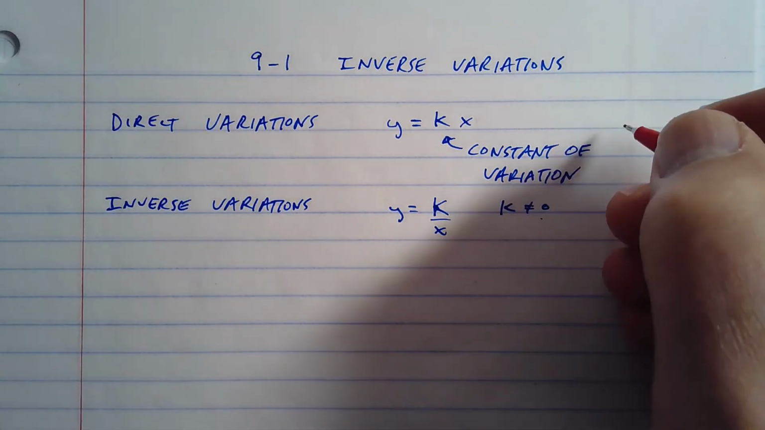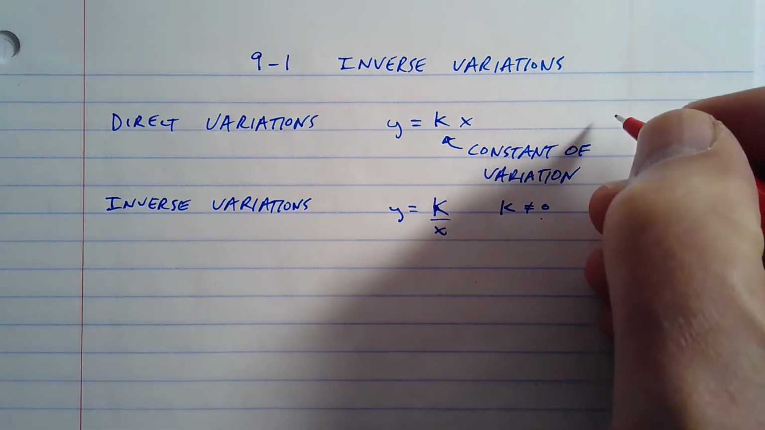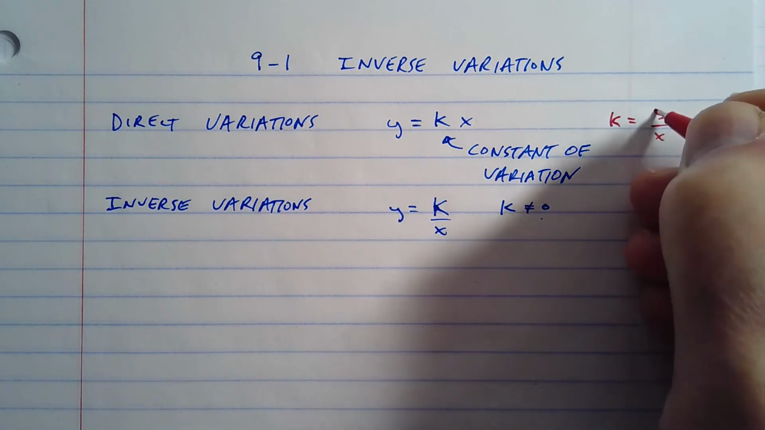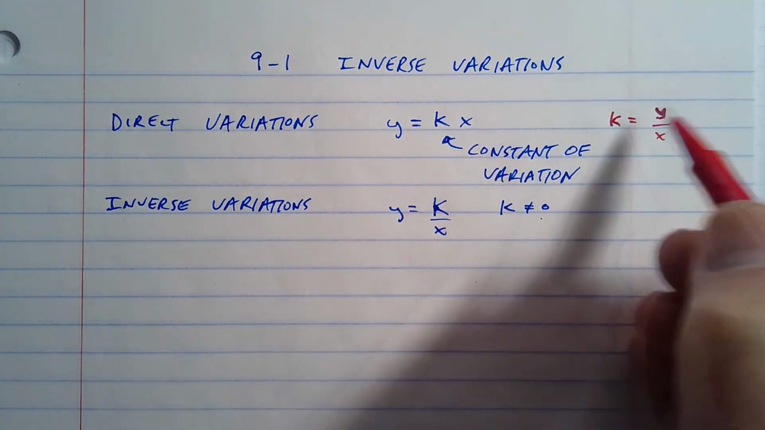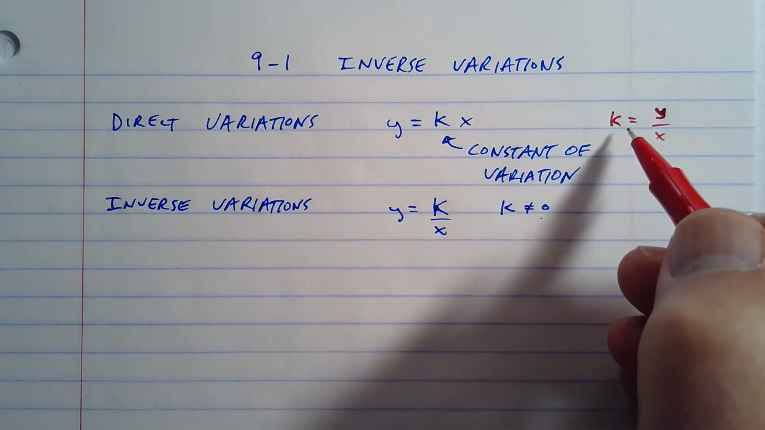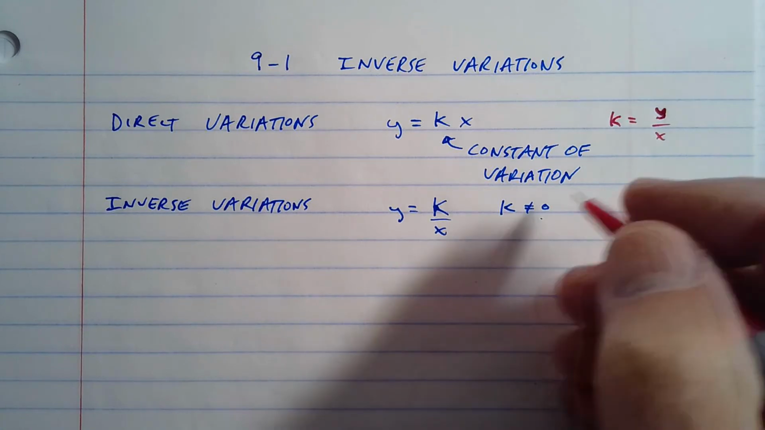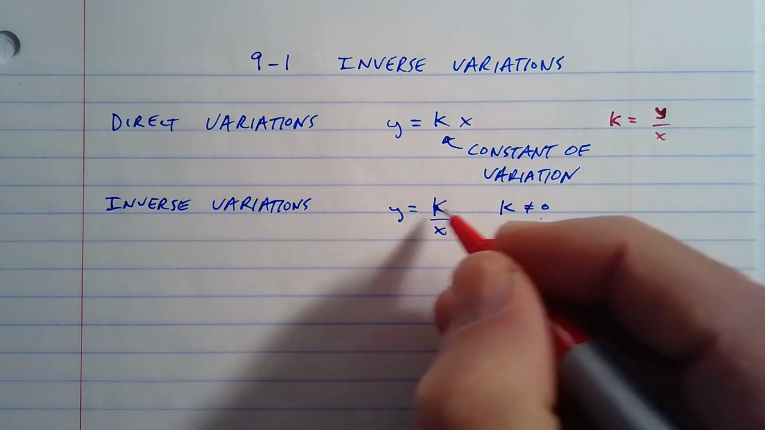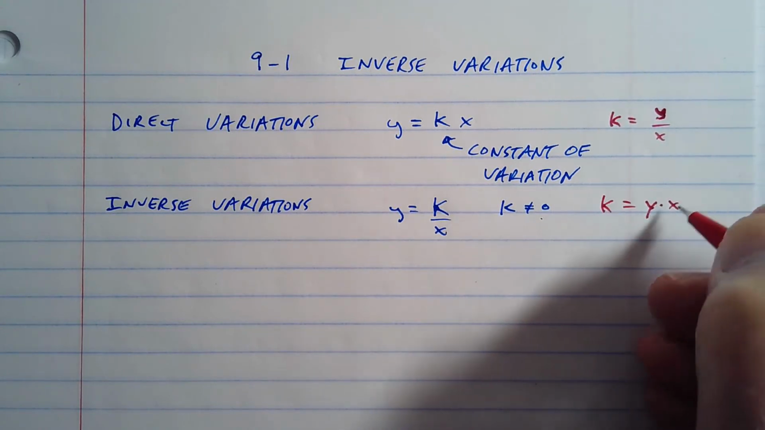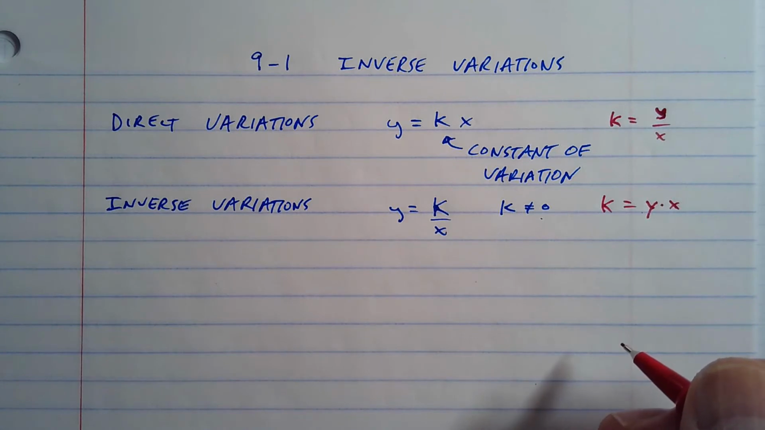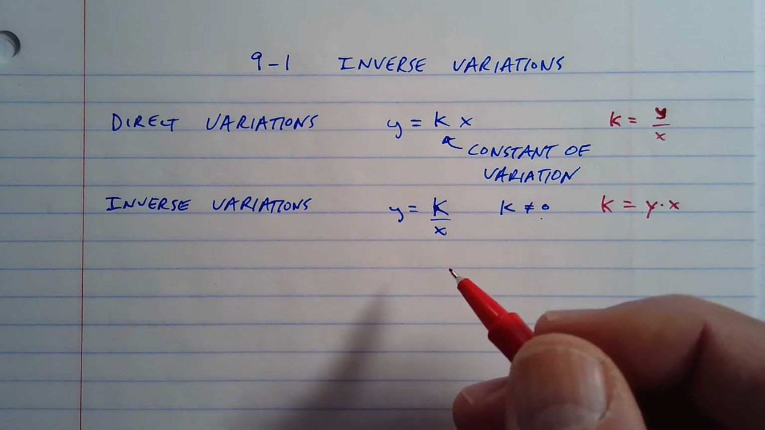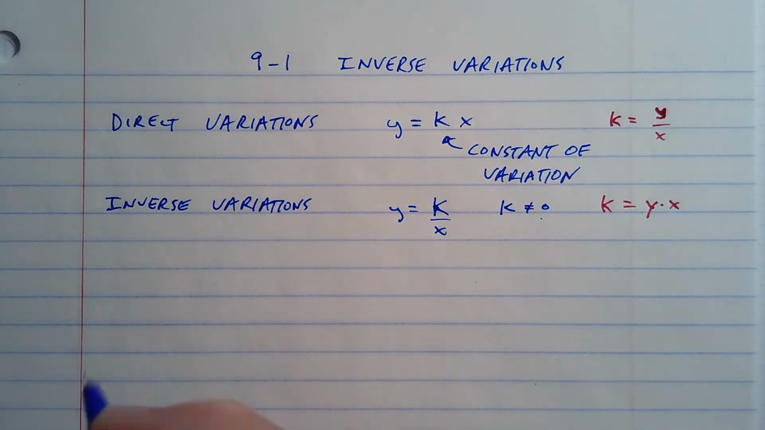If we solve for k, so I divide both sides by x, I get k equals y divided by x in a direct variation. So if I divide the y by the x and I get the same number every time in a table of values, that tells me it's a direct variation. Now if I solve for k in this one, multiply both sides by x, I get k equals the product of those two. The product is always the same number in inverse variations. All right, let's try the first example here.